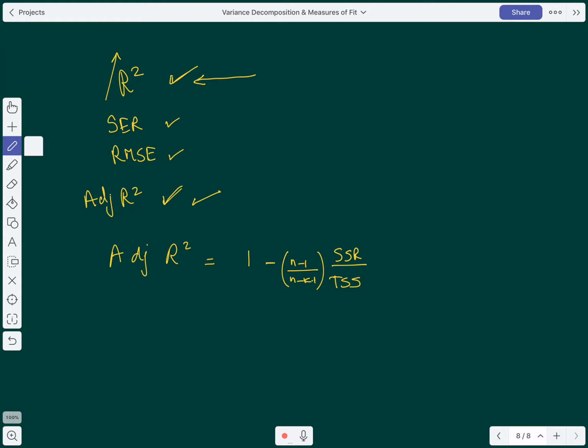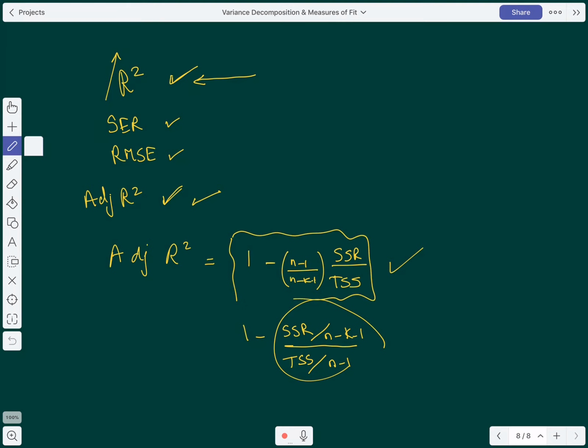How does this happen? If you think about it this way, 1 minus SSR, if I open up SSR, it will have the y hat inside, so I have to divide by its own degrees of freedom. And if I divide by TSS, and if you open TSS, it's going to be yi minus y bar, so I have just y bar to be estimated, so it's n minus 1. So basically, if you have it this way, then you can write it this way, and this is the most common way of writing it. But it's originally this way.